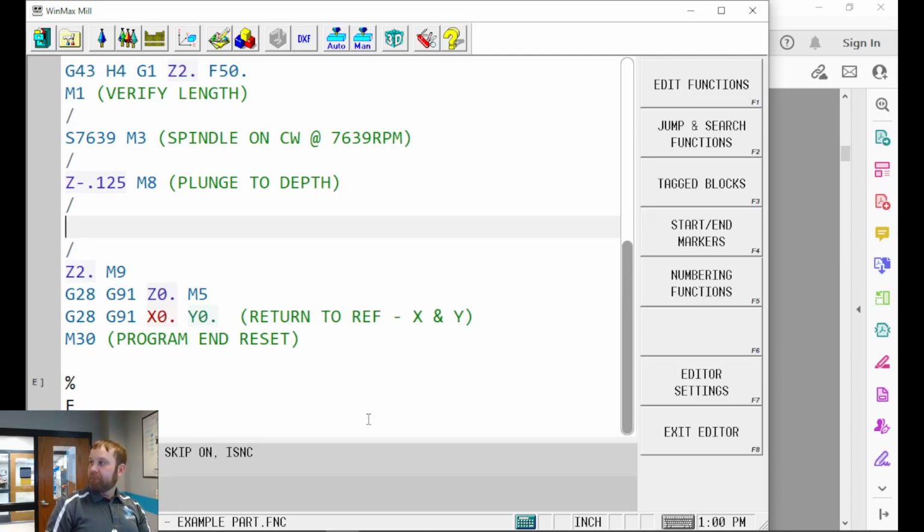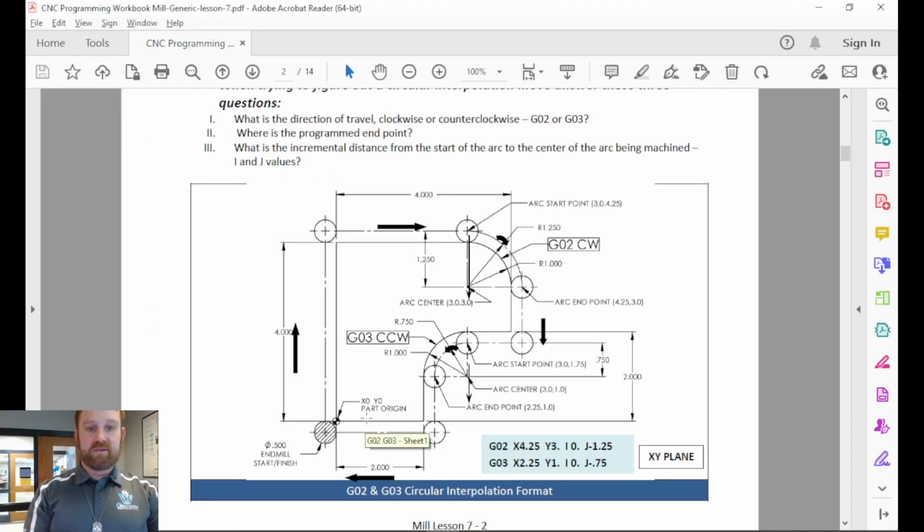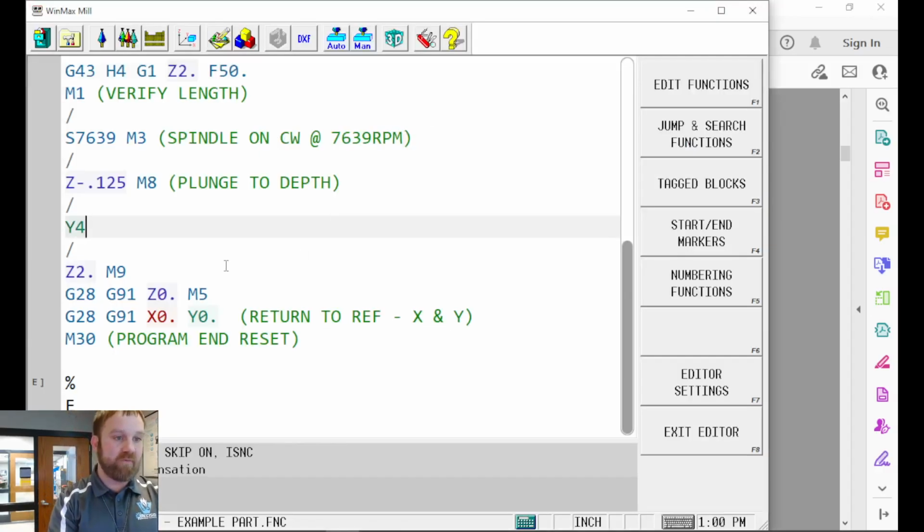All right. I'm going to mill around this part. So to start out, I'm in G1. I'm in linear. So the first move I'm going to go to, I'm going to come up the part all the way to 4.25. So I'm going to go to Y 4.25. I'm going to set my feed to my feed rate of 91.